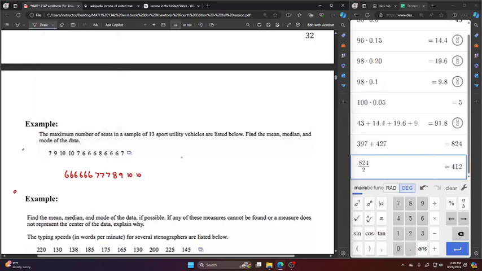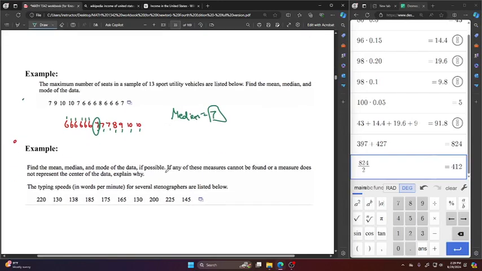Here we go. So 1, 2, 3, 4, 5, 6. 1, 2, 3, 4, 5, 6. So there's 6 over there and 6 on this side. What's in the middle? Right there, 7. So my median is 7. There it is. You got it. Straight up. And I don't have to do any kind of crazy math to get it.